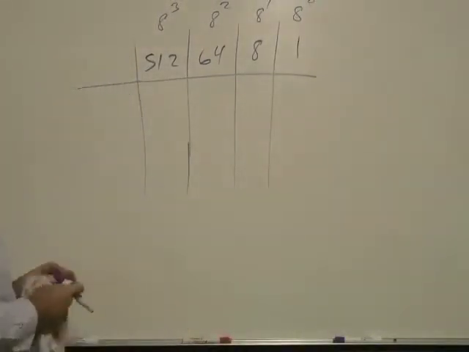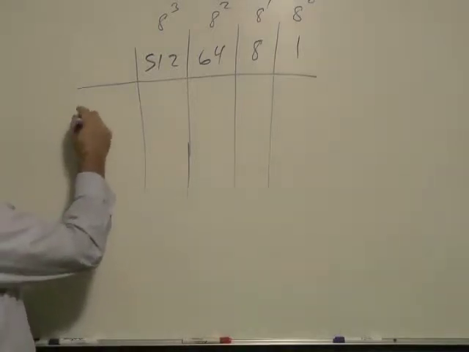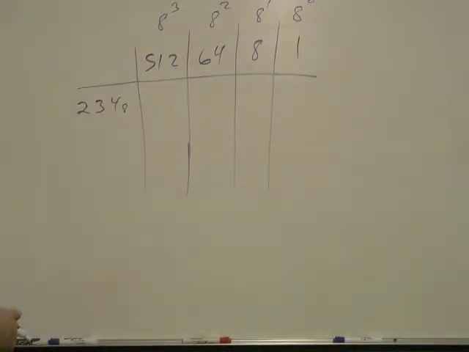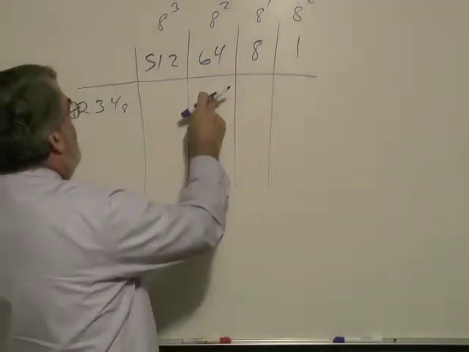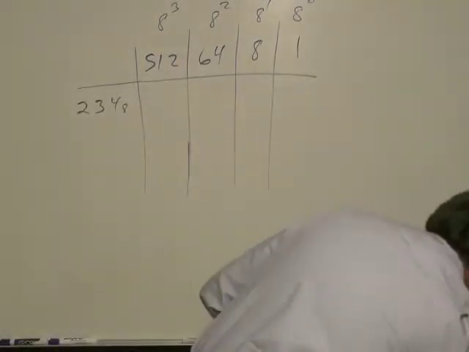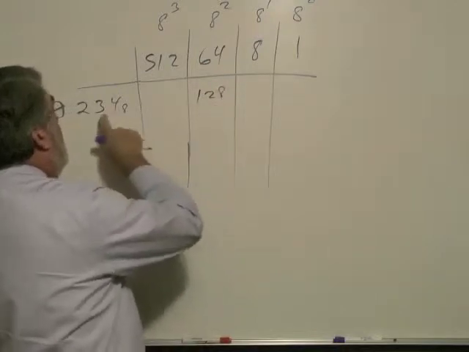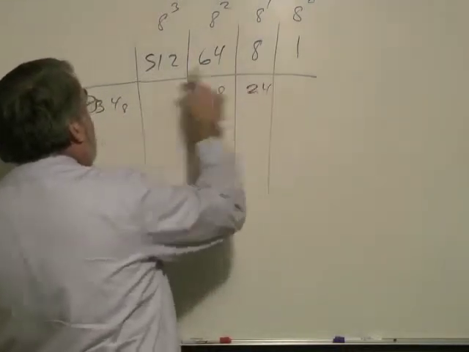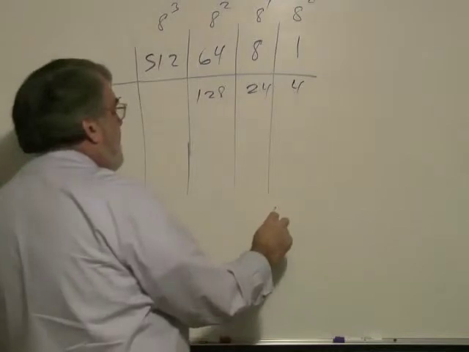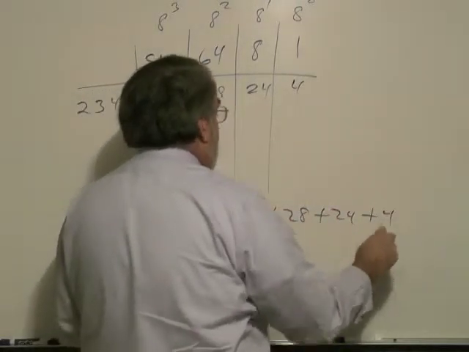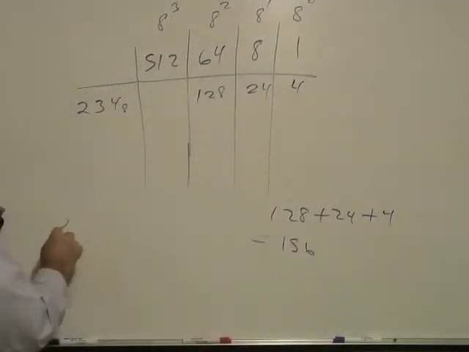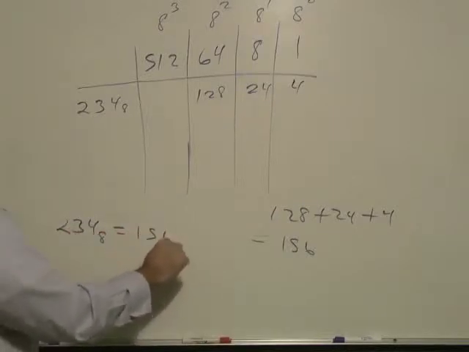And for example, let's look at 234 base 8. What would that be? Alright, well, I have 2 in this position here, and so 2 times 64 will be 128. 3 times 8 is 24, and 4 times 1 is 4. So if we add these numbers together, I believe we get 128 plus 24 plus 4 is 156. So 234 base 8 will be 156.